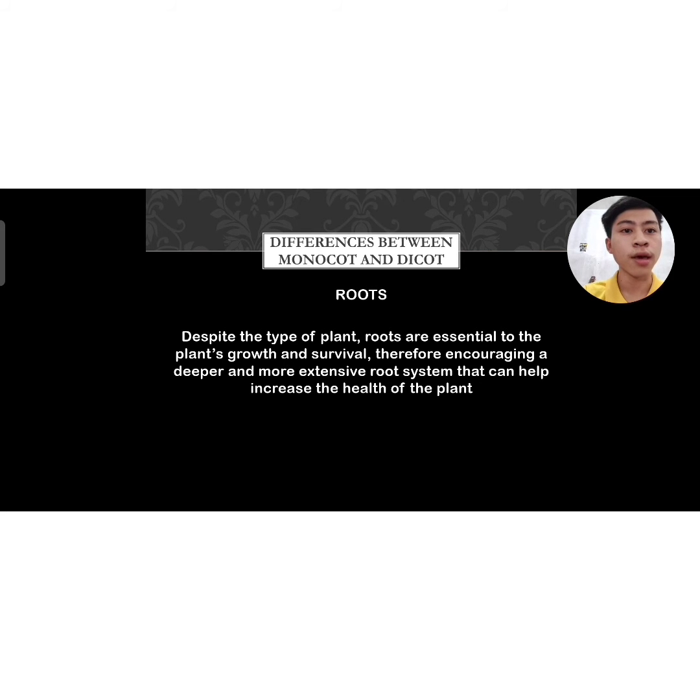Okay, so next we have differences between monocot and dicot. So the first one we have roots. Despite the type of plant, roots are essential to the plant's growth and survival, therefore encouraging a deeper and more extensive root system that can help increase the health of the plant.